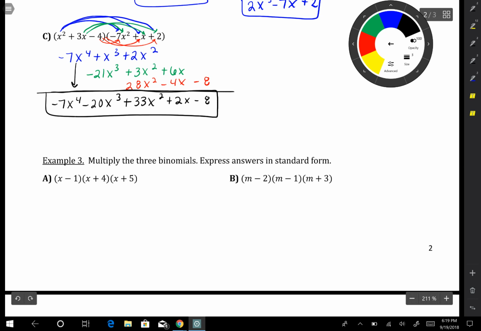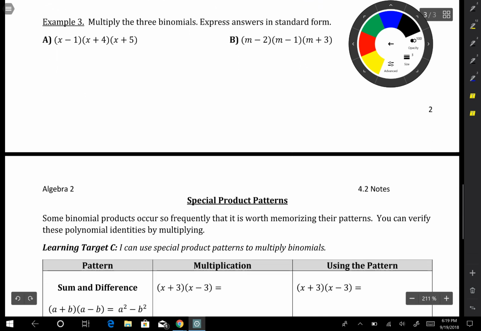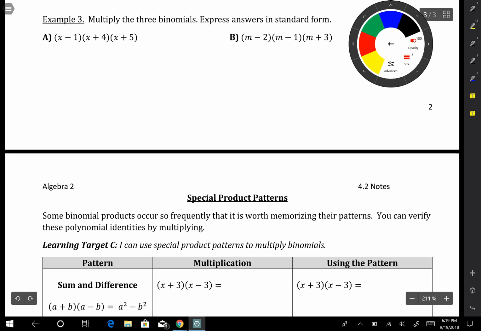The last example is multiplying three binomials. So they're specifically binomials, but there are three of them. And you cannot multiply them all at one time. So my suggestion is to start with the first two and multiply those together first. We should know we're going to get a trinomial with that. So I'm going to take x times x, x squared, x times 4, 4x. Negative 1 times x, negative x. Negative 1 times 4 is negative 4.